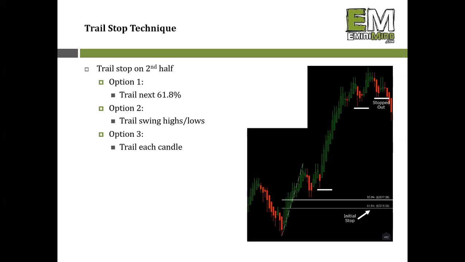And then if all of a sudden you really start ripping and it's like new low, new low, new low every single candle, just trail each candle by a tick or two, and that will allow for the trade to keep running. And as soon as it starts to lose that momentum or change direction, then boom, you get out.